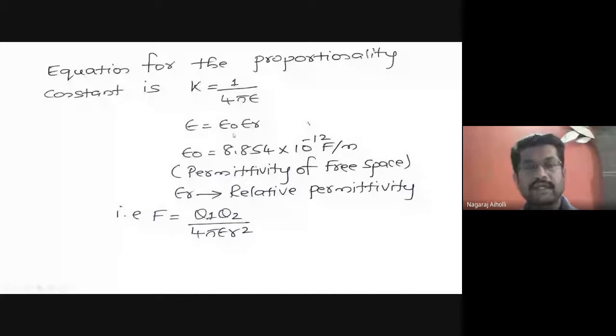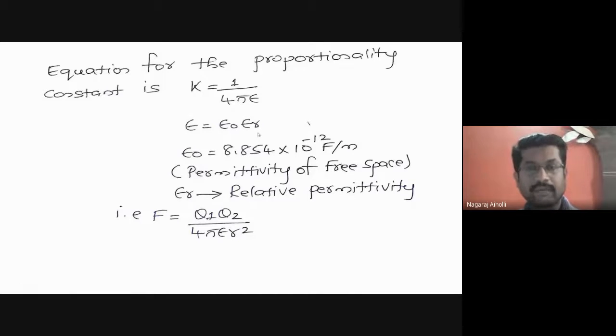It is called the permittivity of free space, and its value is 8.854 times 10 raised to minus 12 farad per meter. What about epsilon r? Epsilon r is the relative permittivity. That means it depends on the medium in which the two charges are present.